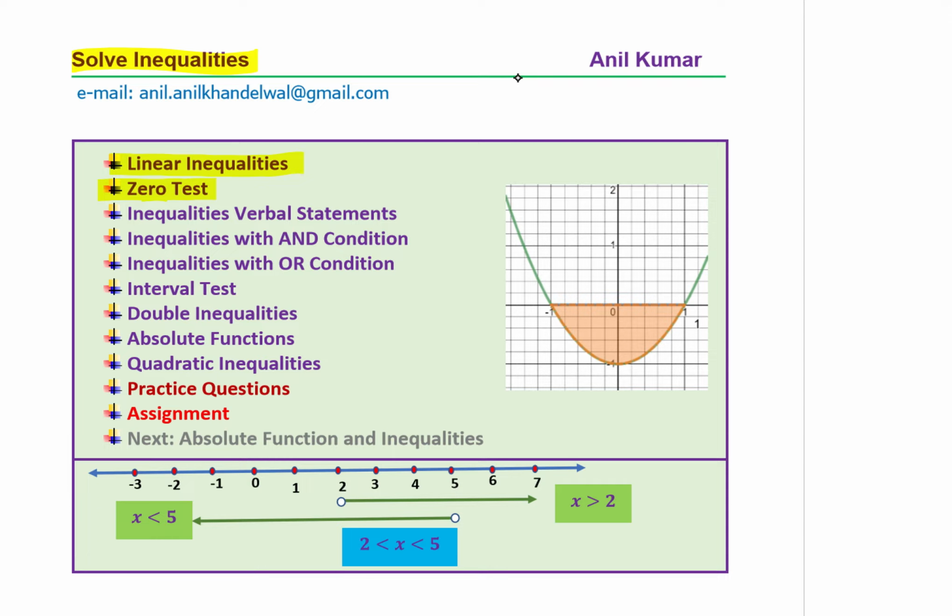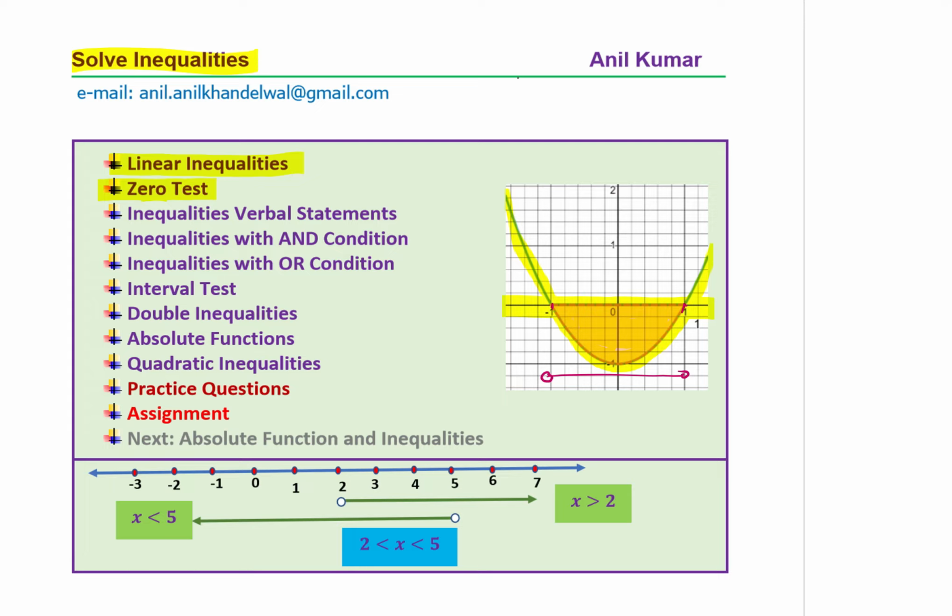For example, as you can see in this figure, there is a parabola shown in green, right? And if you want to see what values of this parabola are less than 0, in that case the shaded region shown in orange is the solution. And this solution can be written as between these 2 points, right? So we can say these points are part of our solution.